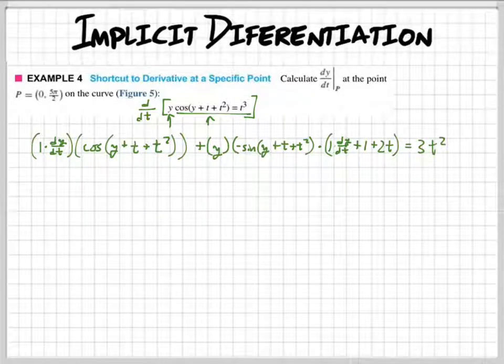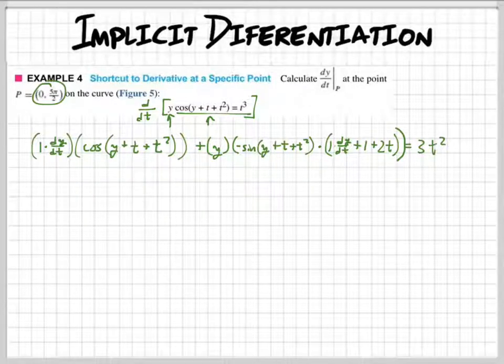Okay, now before, we simplified it all the way. We solved for dy over dt. This would be really hard to do that for, so don't do it. Just plug in the point and find the answer. Okay, so now what we have to do is plug in this point right here. All the t's are 0 and all the y's are 5 pi over 2.